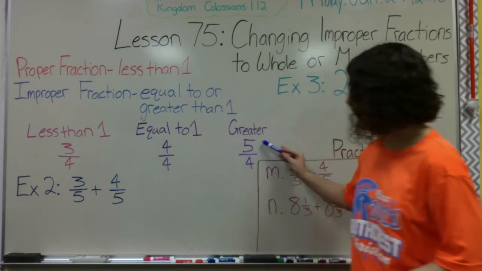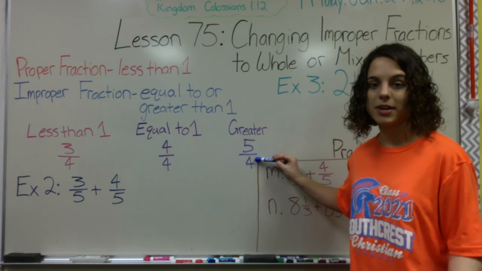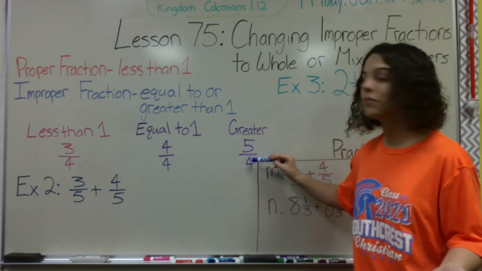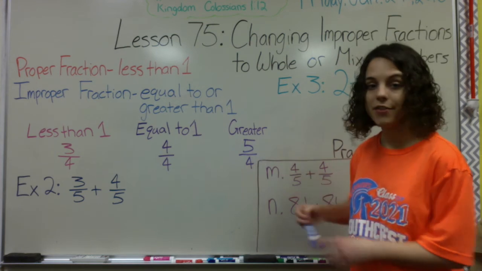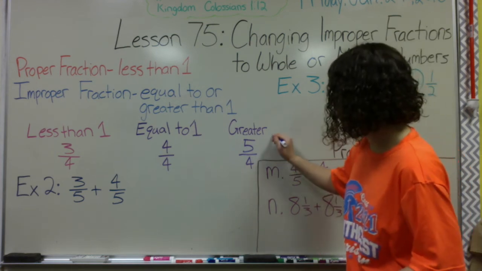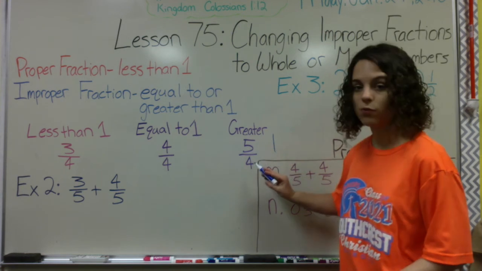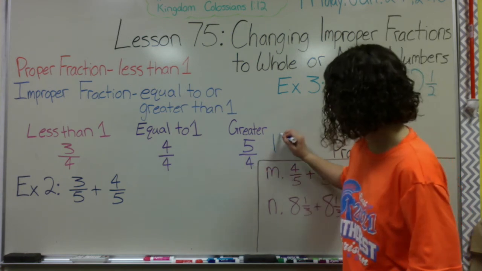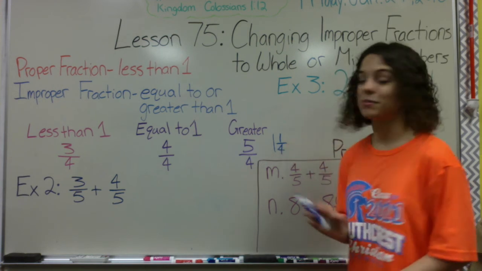If I were to look at 5/4, I'm going to say 5 divided by 4. Well, that's not going to be an even number, so it's not going to be a whole number, it's going to be a mixed number. 4 can go into 5 one whole time. I'm just doing this off to the side. It goes in one whole time, and I would do 5 minus 4, which is a remainder of 1. That becomes my numerator. My denominator stays the same, so it becomes 1 1/4.